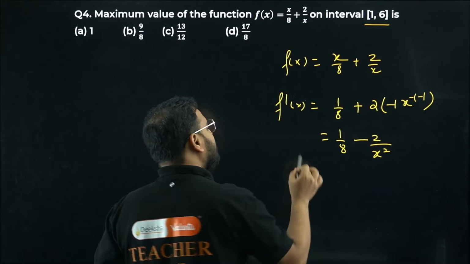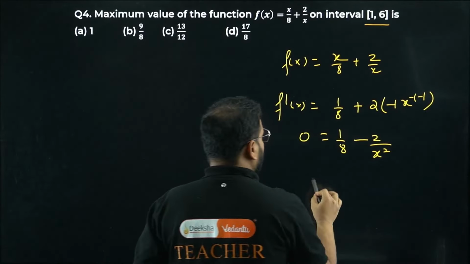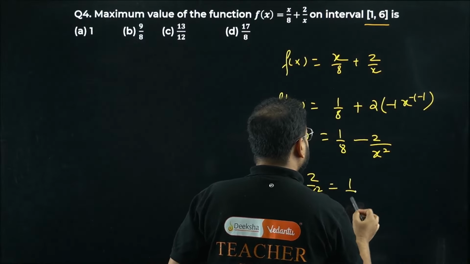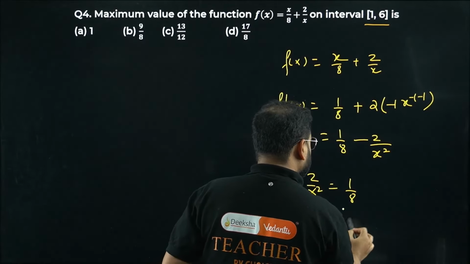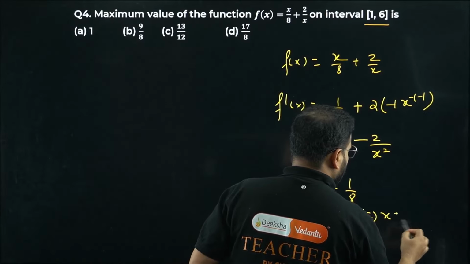What I asked you to do, after finding the derivative, is put it equal to 0 to find the critical point. So put it equal to 0. What do I get? 2 by x square equals 1 by 8. What do I get? x square equals 16. What do I get? x equals plus minus 4.